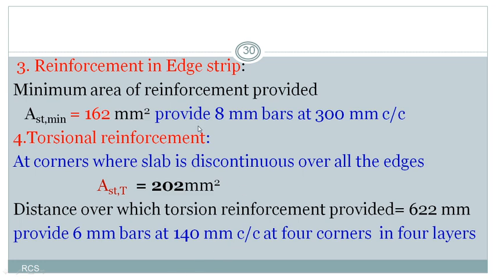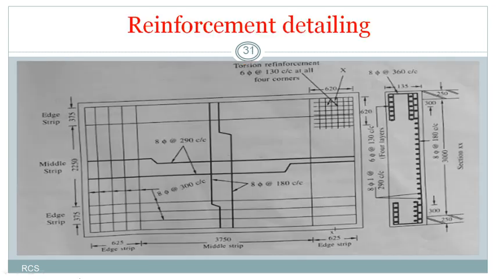As we are designing a restrained slab, we must provide the torsional reinforcement. The area of torsional reinforcement is 202 mm square. This will be provided along a distance in the x direction and y direction, that is 622 mm. That will be provided as 6 mm bars at 130 mm center to center in the four corners in 4 layers. It will be 130, just pick it correctly. And it is a detailing.